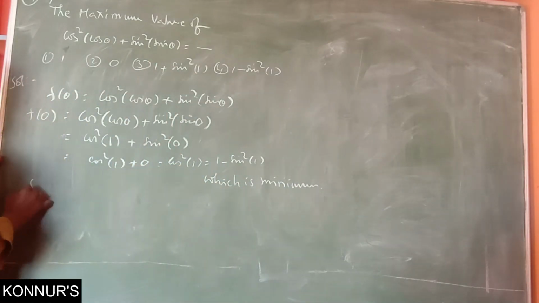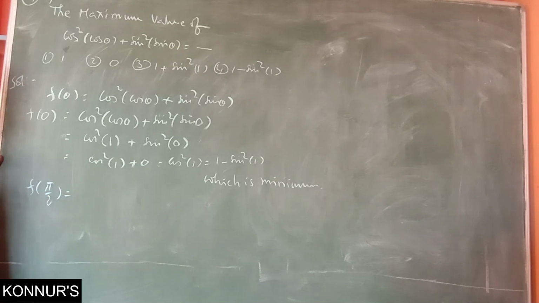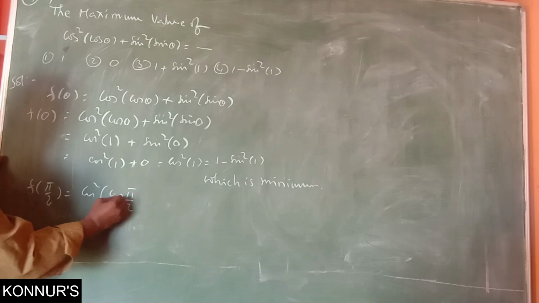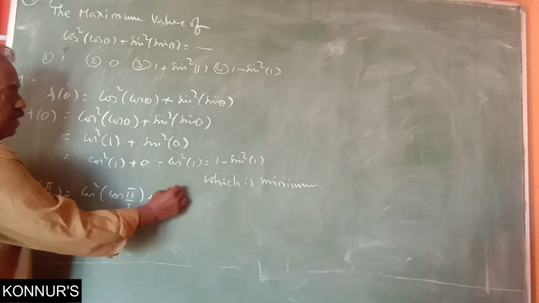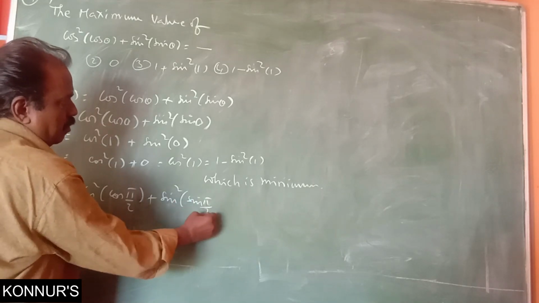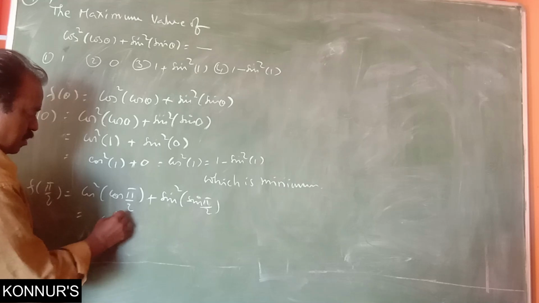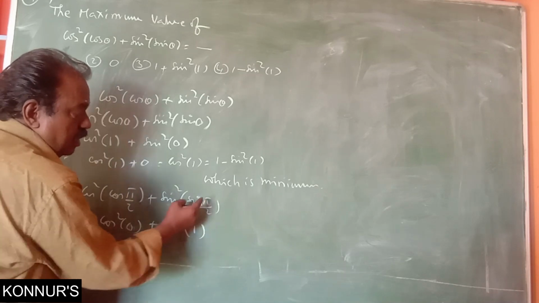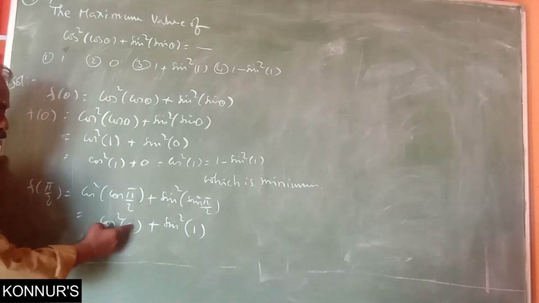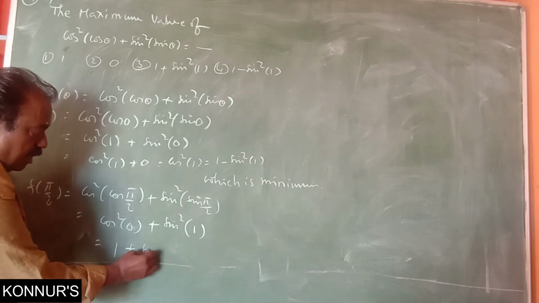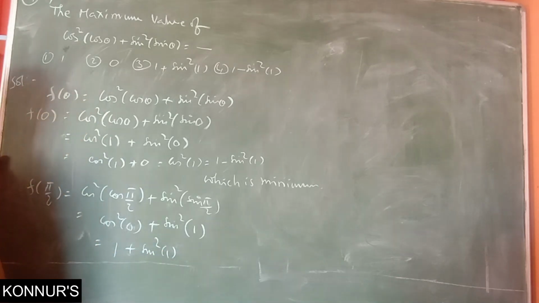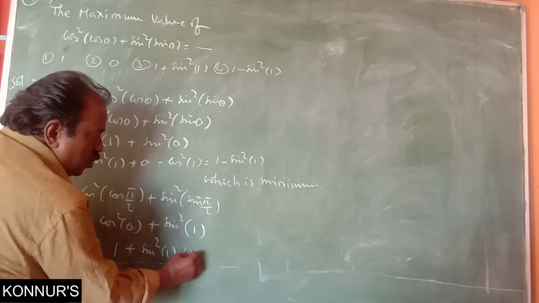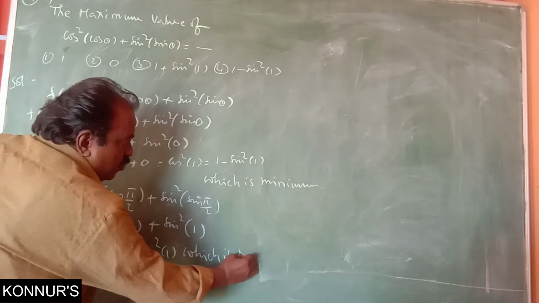Now you see, if you substitute pi by 2, then it is cos square of cos pi by 2 plus sine square of sine pi by 2. Cos pi by 2 is 0. Sine pi by 2 is 1. Cos square 0 is 1, and 1 square is 1, so it is 1 plus sine square 1. If we substitute theta as pi by 2, then we get the maximum value. So here it is the maximum value.